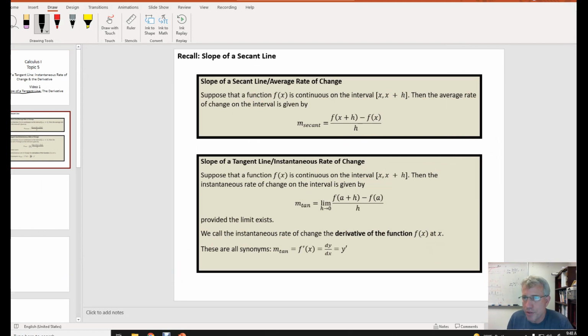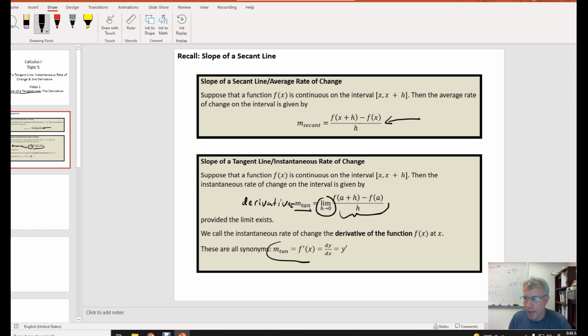To find the slope of a tangent line, we take the slope of the secant line from the previous homework assignment or set of videos, the slope of the secant line using the difference quotient. And all we do if we want the slope of the tangent line is take the limit as h goes to 0 of the secant line slope formula from the previous set of homeworks. We're going to call this limit right here the derivative of the function f of x. Derivative is the slope of the tangent line calculation.